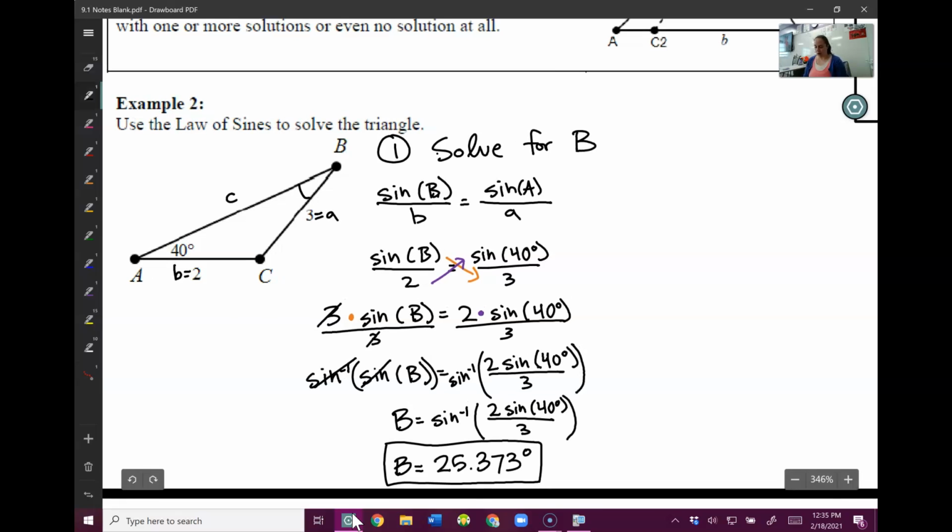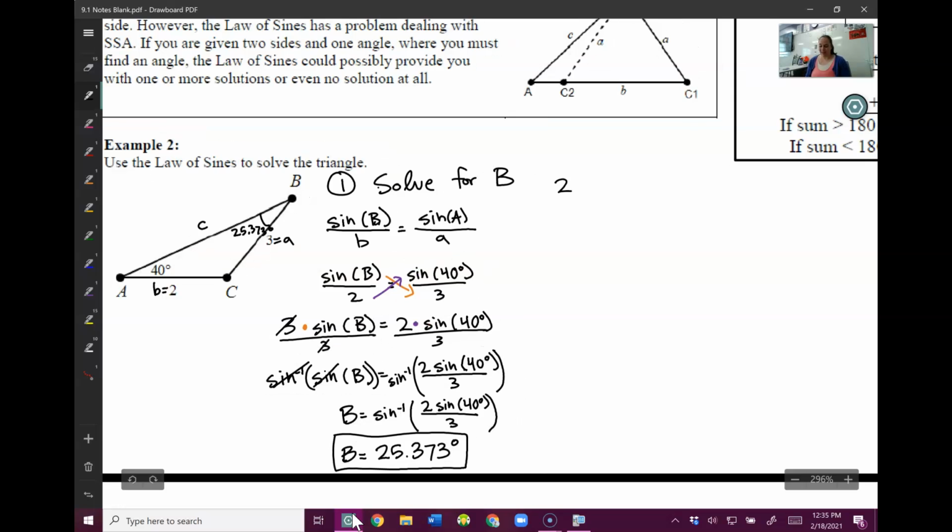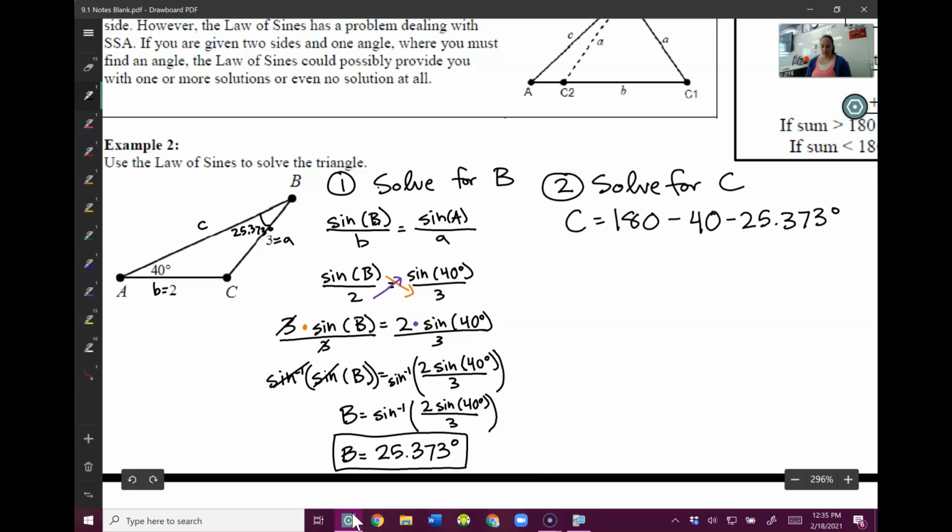Okay, now I know that capital B is 25.373. Solve that. Which means I can now find capital C using my 180 rule because I know 2 of the angles. So capital C is going to be 180 minus my 2 angles. So capital C is going to be 114.627 degrees.